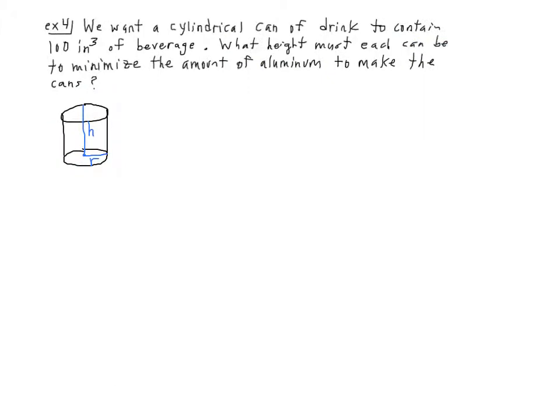All right, in our last example here, we are looking to manufacture some cans. They're cylinders, and we want the cans to contain 100 cubic inches of beverage. We want to know what height must each can be to minimize the amount of aluminum to make the cans. So we're looking to minimize the surface area. Okay, so eventually we'll need a surface area equation.